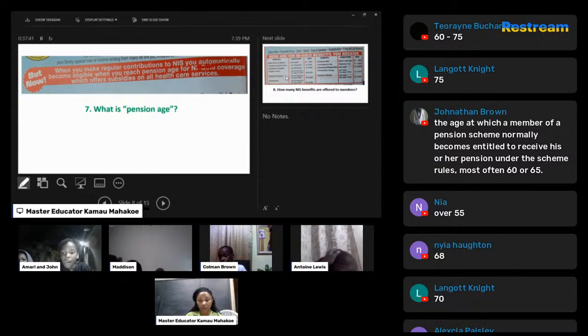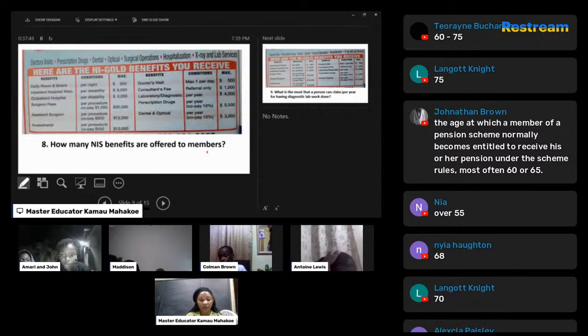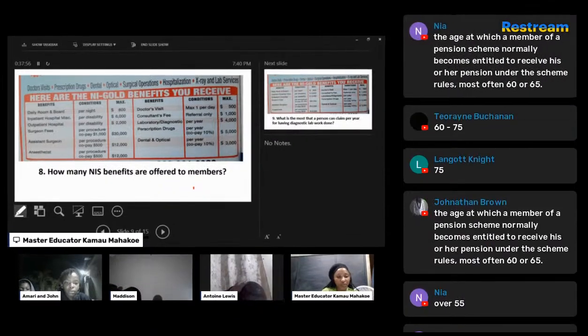So what we're going to do now is look at the actual coverage and see what the benefits of the NI Gold are. Here we have the different benefits: doctor's visits, prescription drugs, dental, optical, surgical operations, hospitalization, x-ray, and lab service. All right, so Coleman just did number 7. Amari, number 8.